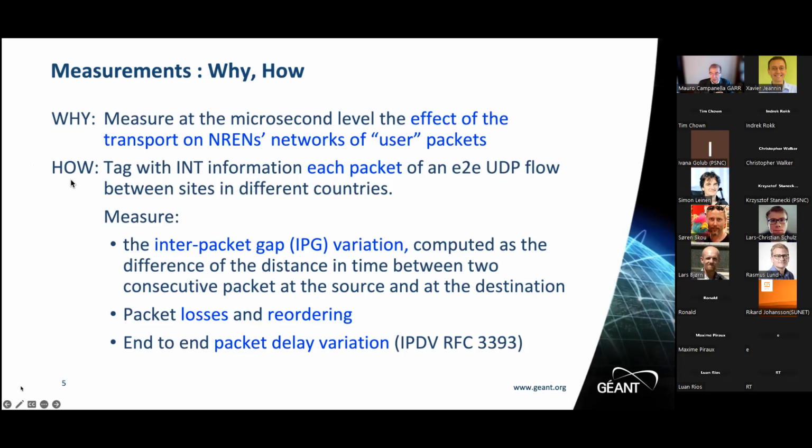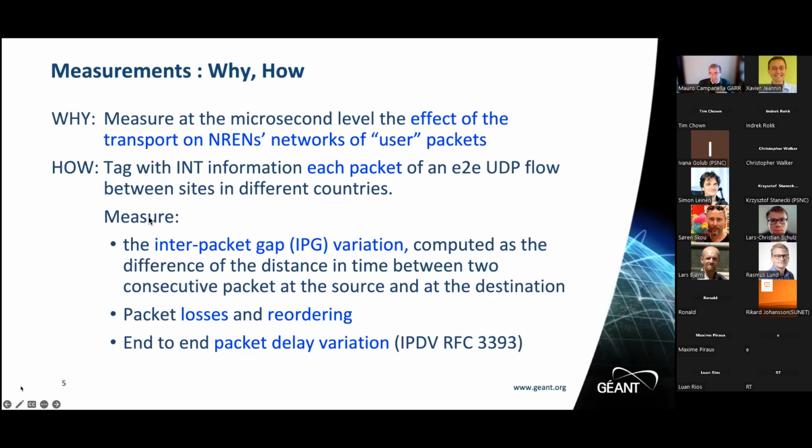How can we measure that? We decided to tag each packet of a specific flow, one flow, end to end, with the information I just quoted: timestamps, the sequence number of the packets, and the switches traversed by the packet itself, using a simple end-to-end UDP flow. We didn't want a complex TCP flow, and we want a simple UDP flow because it's also much easier to understand if there are any effects of the NRENs' networks on UDP flows.